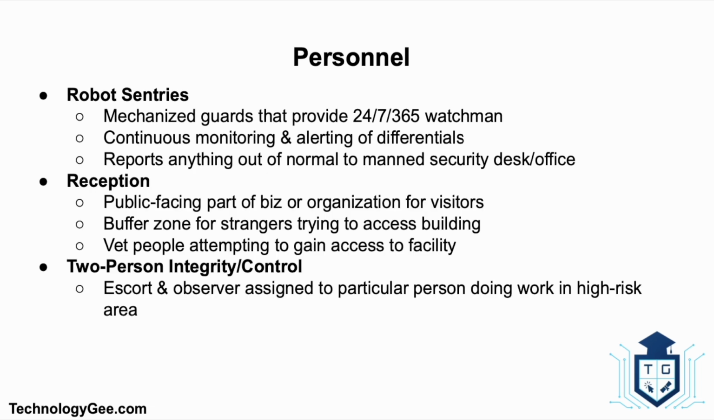And then we have what is called a robot sentry. And these are mechanized guards that provide a 24/7, 365 watchman that continuously monitors and alerts on differentials. Robot sentries report anything out of the normal to the main security desk office.